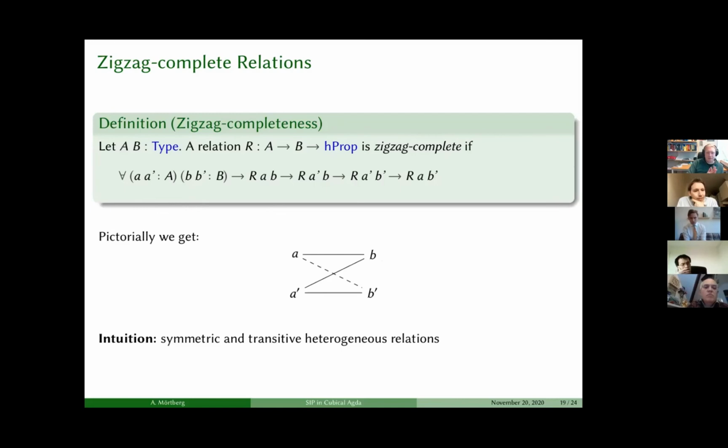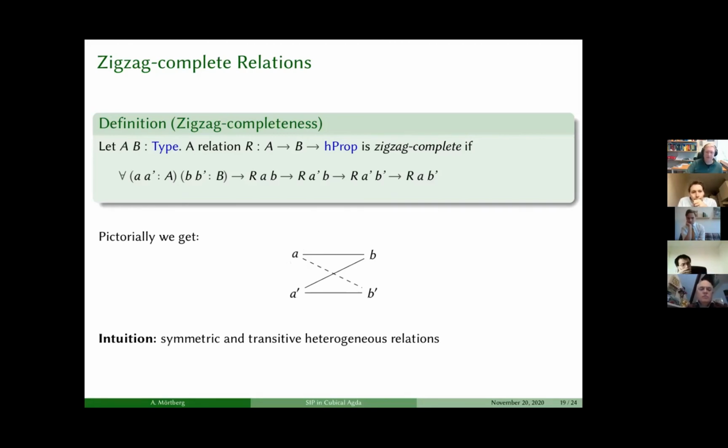First of all, we use this notion from the literature called a zigzag complete relation. So we want to start with some kind of heterogeneous relation, a relation between two different types, and it should be proposition valued. And then we have this funny looking condition, which gives us this zigzag. If A is related to B, and A prime is related to B, and A prime is related to B prime, then we get the dashed line here. This is a way of approximating what it means for a heterogeneous relation to be symmetric and transitive. That's the intuition behind this definition.